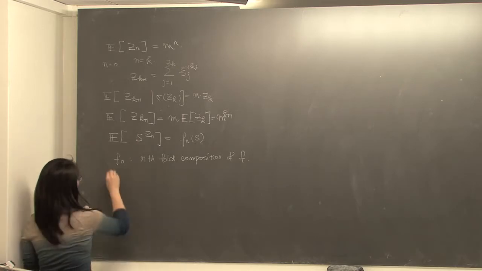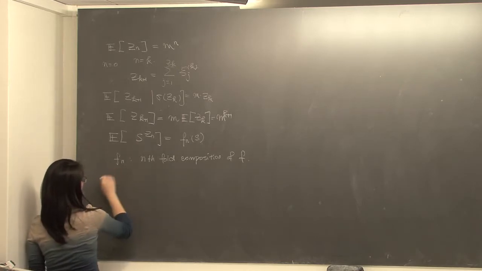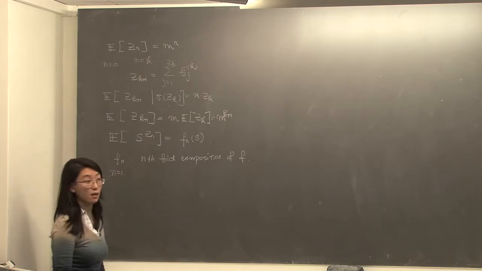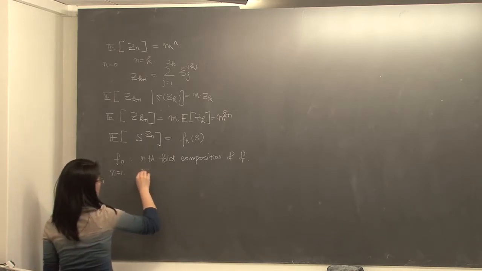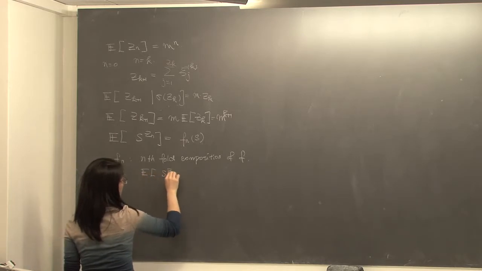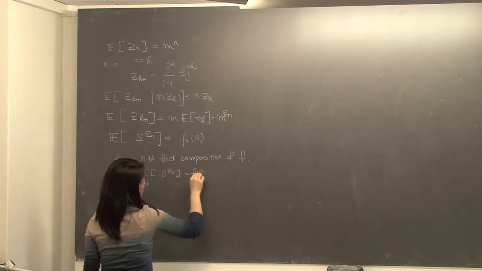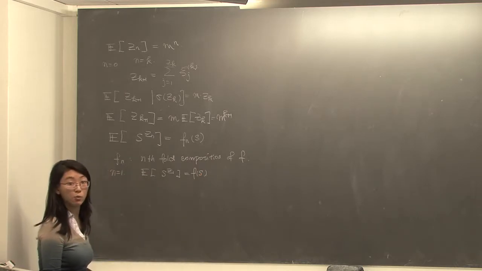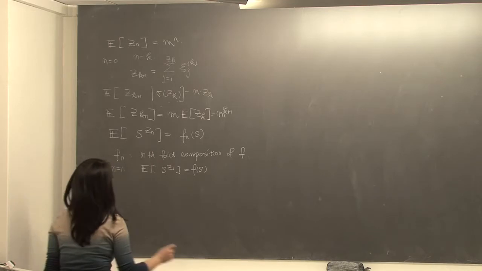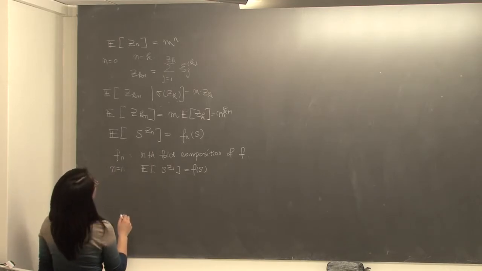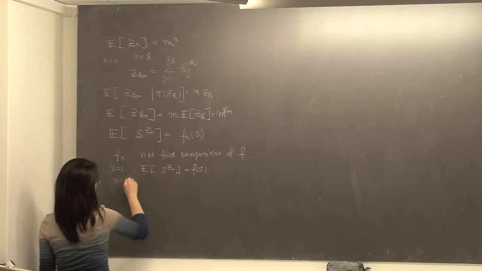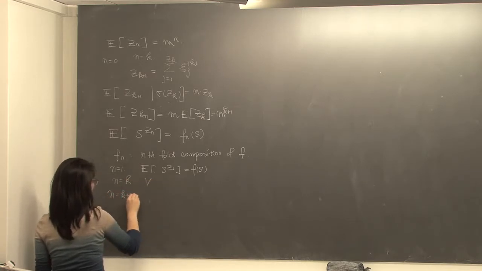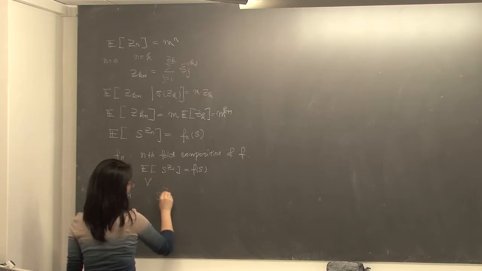Okay, so first, when n equals 1, we know that Z1 just has the law of mu. And the generating function for mu is just F(s). So this is true for n equals 1. And suppose the conclusion holds for n equals k. And then let us check what happens for k plus 1. So s to the power Z_{k+1}.